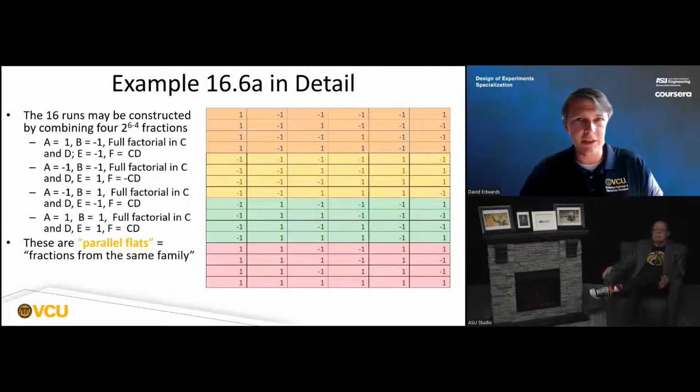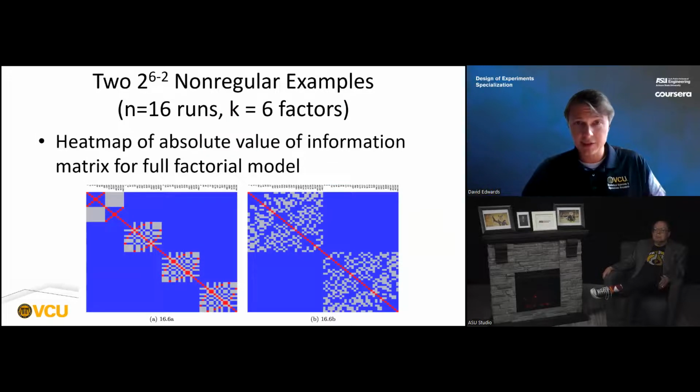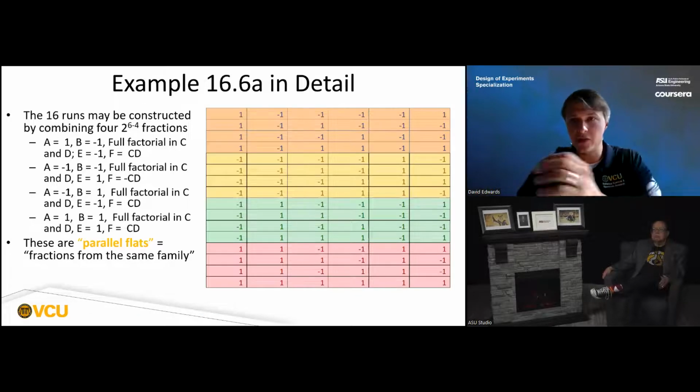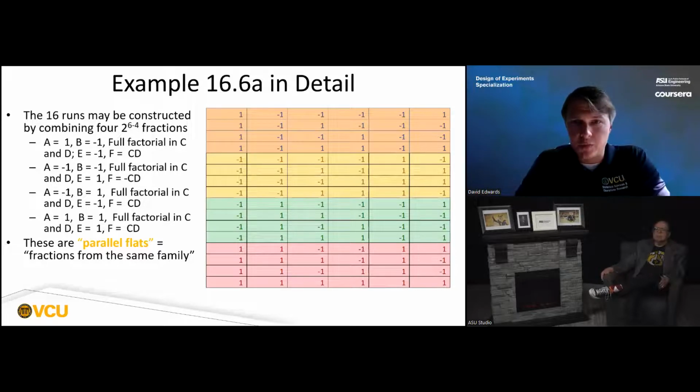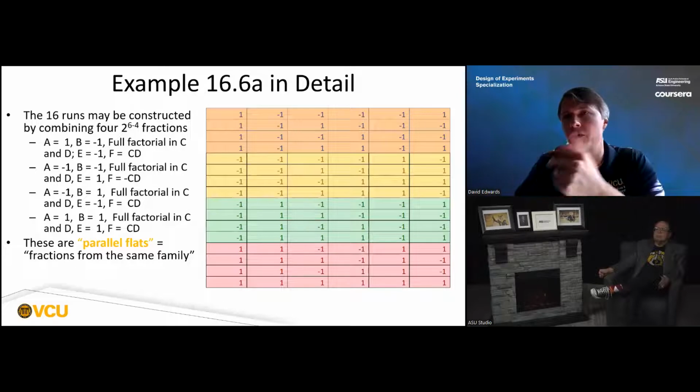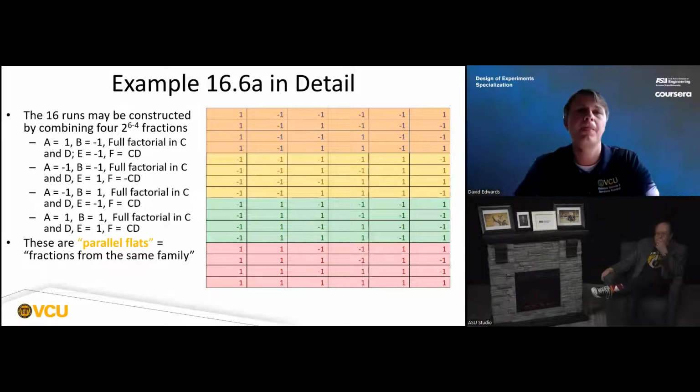So let me show you both of these designs. 16.6a, again, the design there on the left, actually has these treatment combinations. I neglected to put column labels on here, or I somehow chopped them off, but think of the labels there as A through F. Each column is labeled A, B, C, D, E, F.